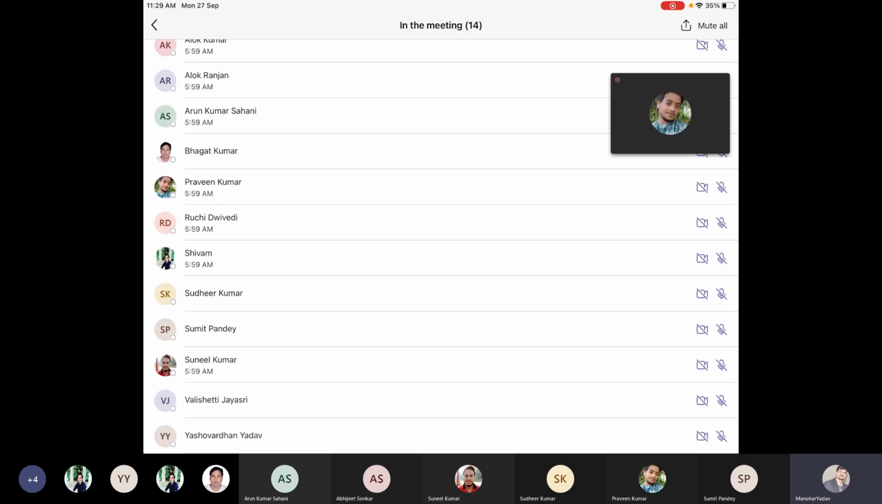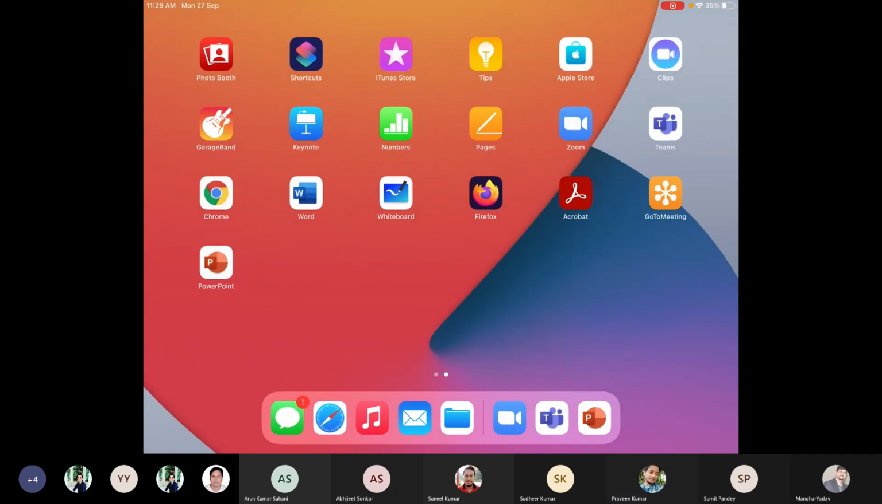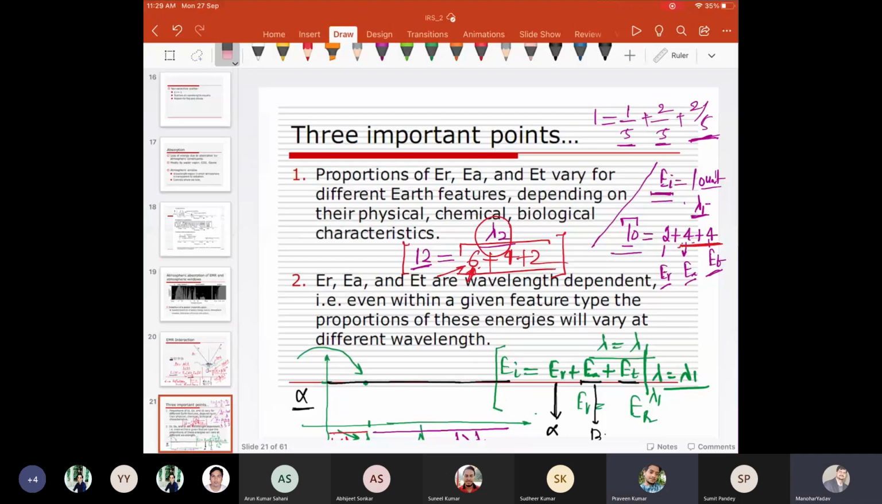Praveen, could you please unmute? Praveen Kumar. Yes, sir. What are we discussing over here? Sir, the graph will be plotted parallel to the wavelength axis. Correct.